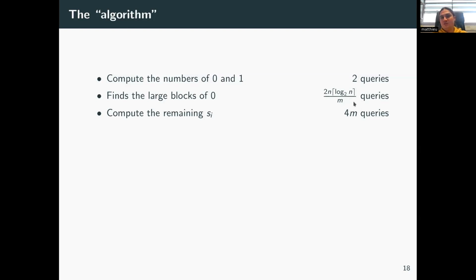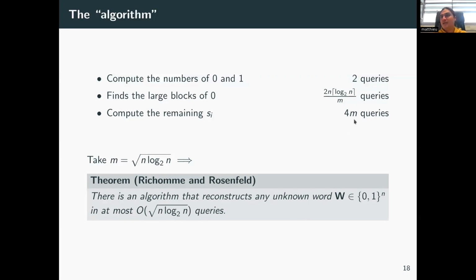So obviously there is something to optimize there, right? Because if m is really large, then this part is going to be expensive, but if m is really small, then this part is going to be expensive. So what is the best value of m? Well, you can take m to be something like root n log n. You could optimize a little bit more, but say you take m to be root n log n, then the number of queries on this part is going to be big O of root n log n, and the number of queries on this part is also going to be big O of root n log n. So in the end, if you choose m to be root n log n, you can prove that the number of queries that you need is big O of root n log n.